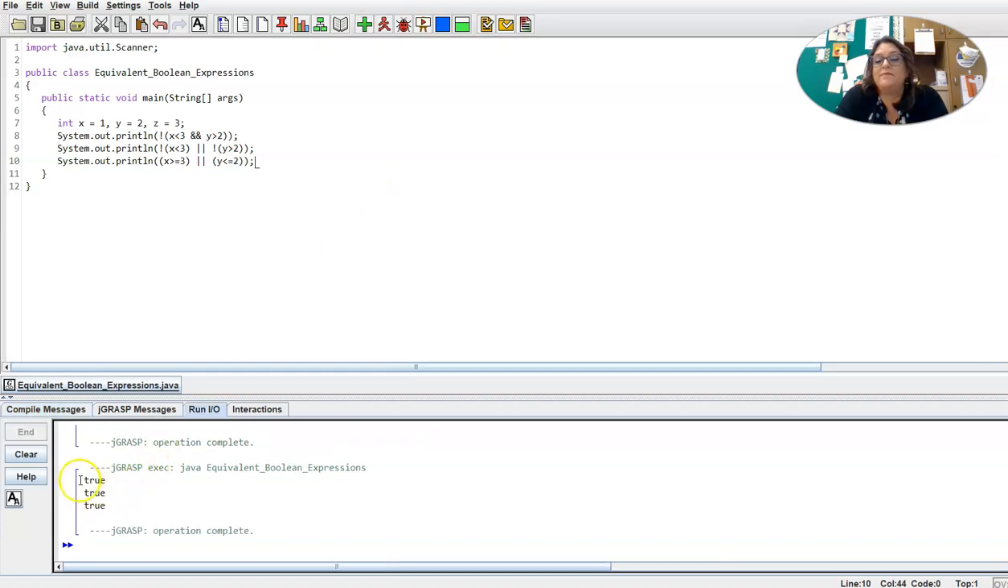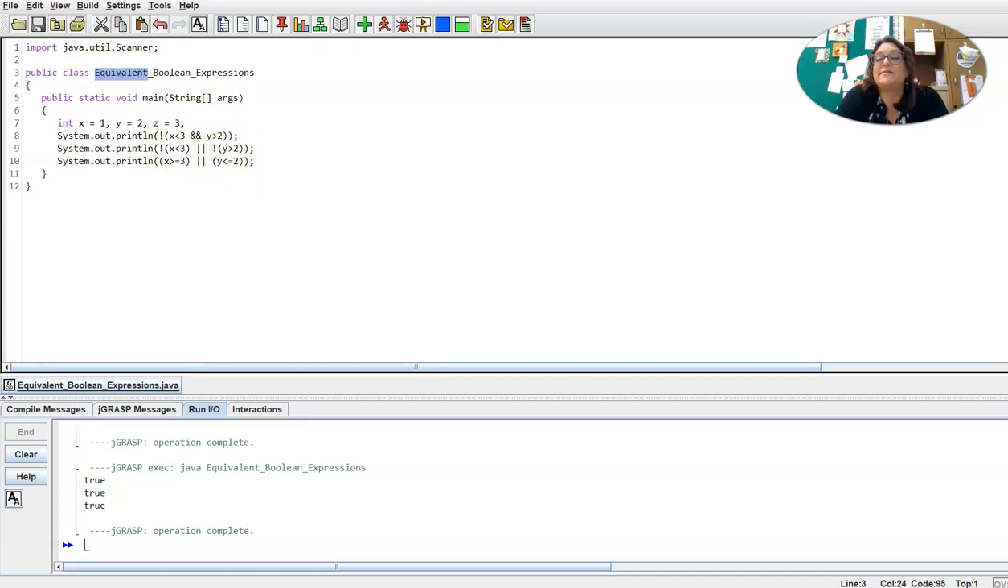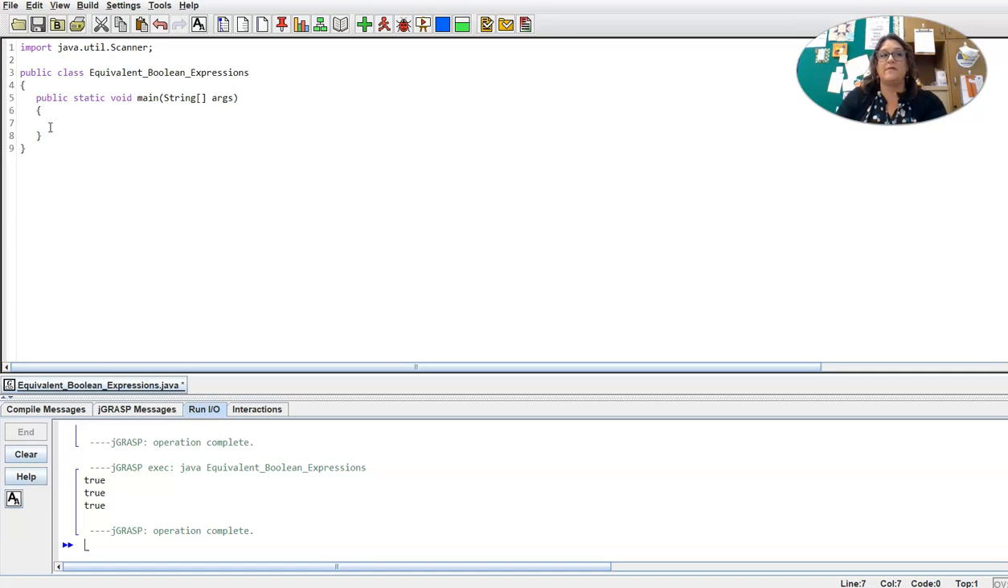And there we go, right? We have 3 equivalent expressions. All 3 returned true. So 3 Boolean expressions, all very different, but they are equivalent. So we talked about De Morgan's. There are some other laws of logic that apply for evaluating equivalent Boolean expressions.